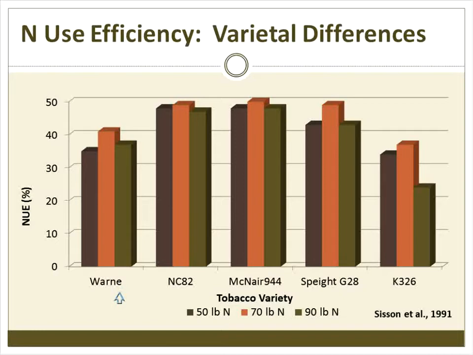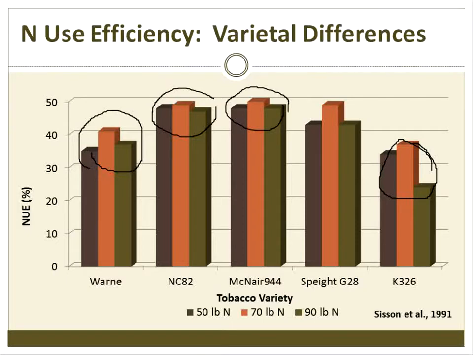The Warren and the K326 were older varieties of tobacco. And the first thing that you notice is across all 3 fertilizer rates, the nitrogen use efficiency was only between about 35% to probably 30%. So these older varieties had less ability to use the nitrogen that was being applied. These newer varieties had closer to 50% nitrogen use efficiency, but not even quite topping nitrogen use efficiency.